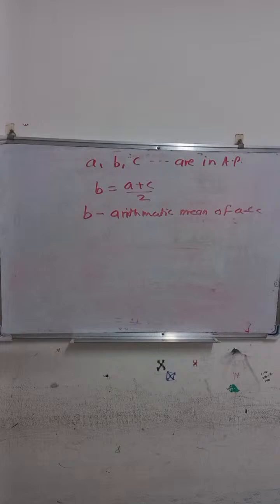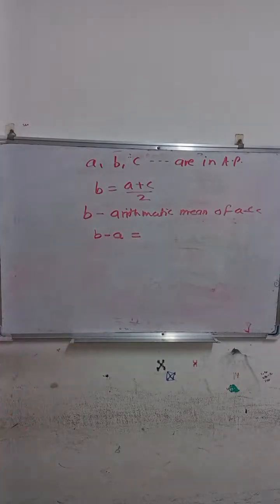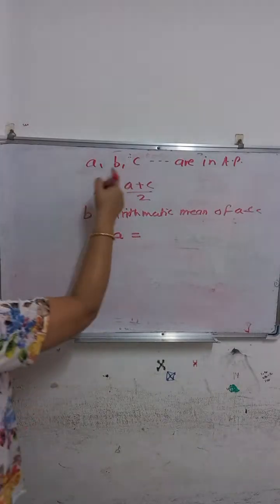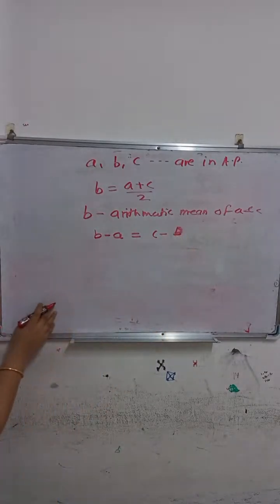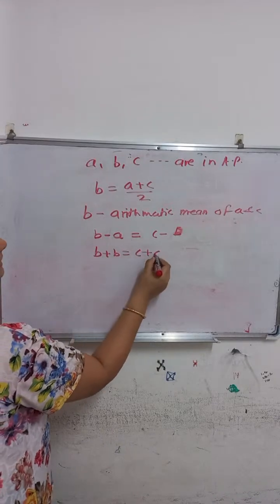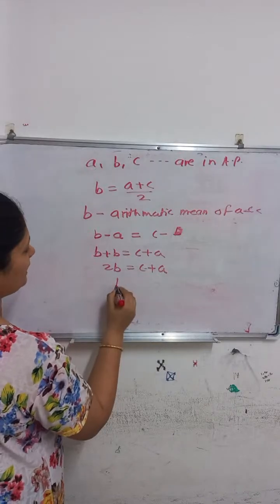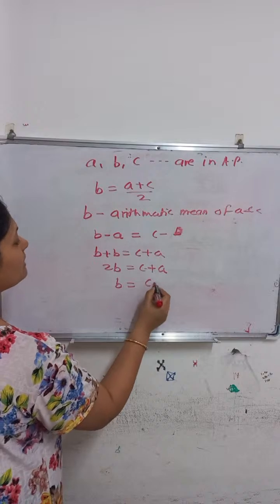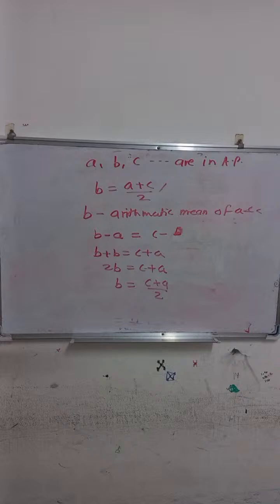So in that case you can write B minus A is equal to C minus B. Once we get this, you can transpose B to this side. B plus B is equal to C plus A. So 2B is equal to C plus A, that is, B is equal to C plus A by 2. That is what we get here. So this is one formula we have. Keep it with you.